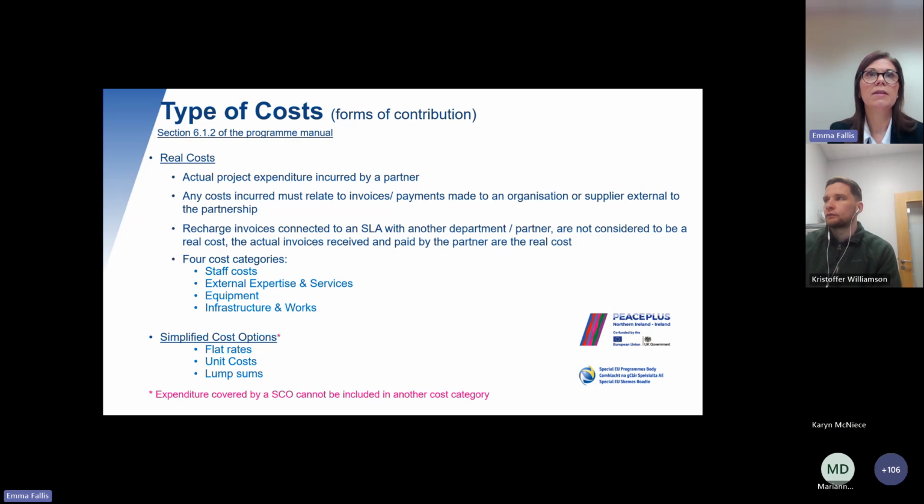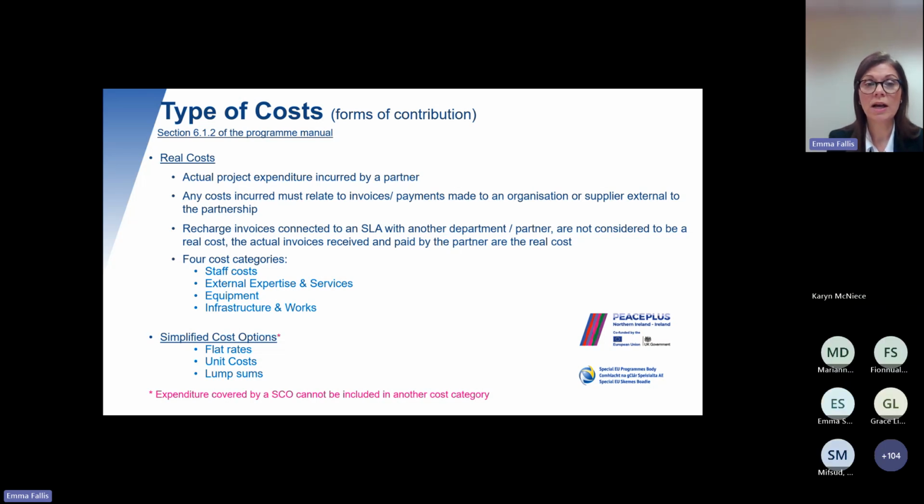So if you have entered into service level agreements, that's fine, but you just need to make sure you are actually presenting the actual costs that fall behind that service level agreement, because you have to remember the service level agreement in most cases hasn't been entered into as a result of a public procurement process. That's why we need to see all the actual real costs that fall in behind that activity.